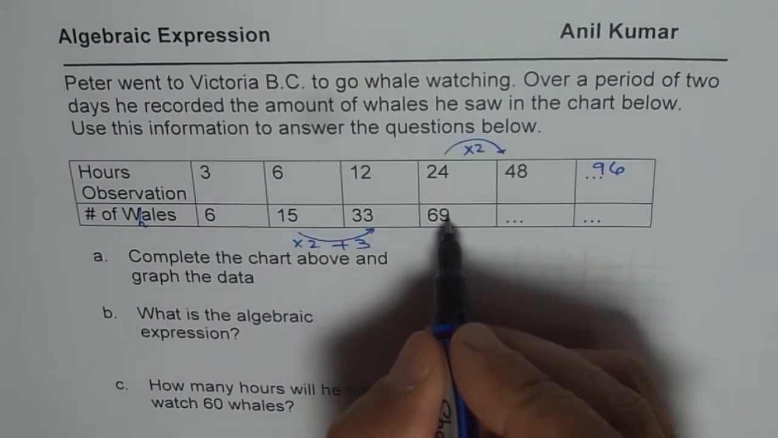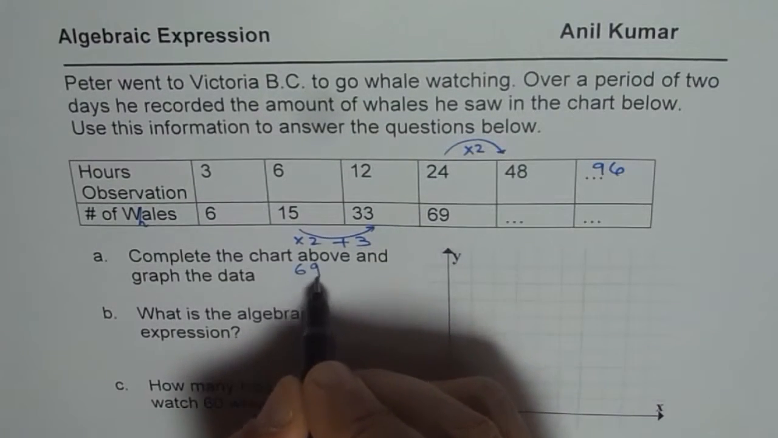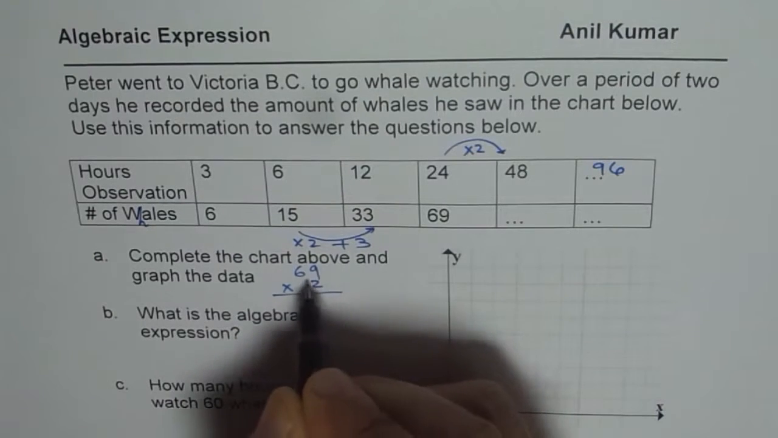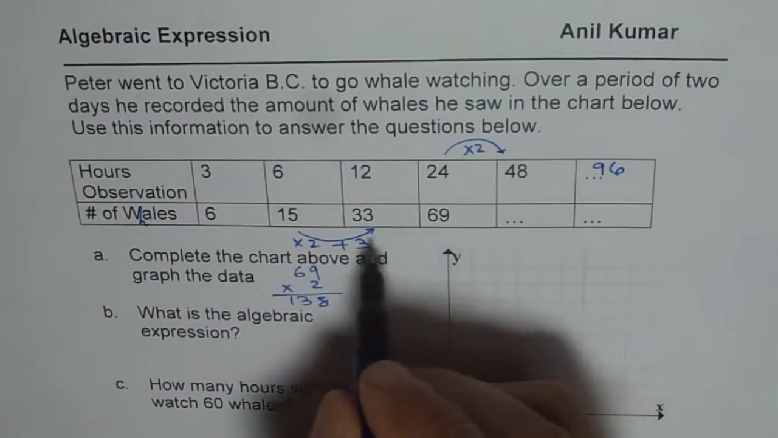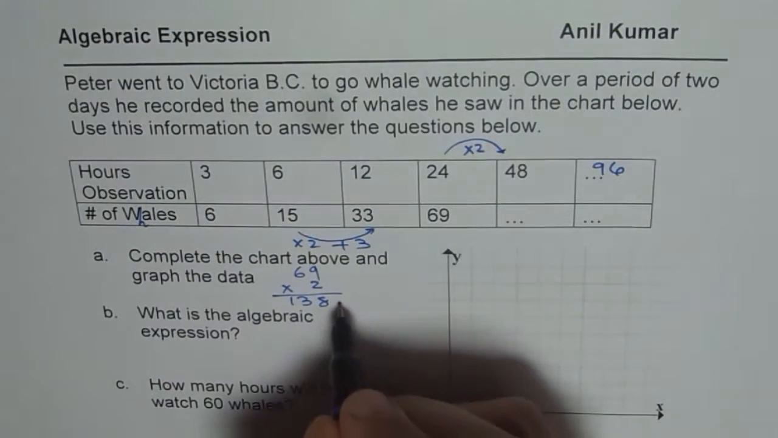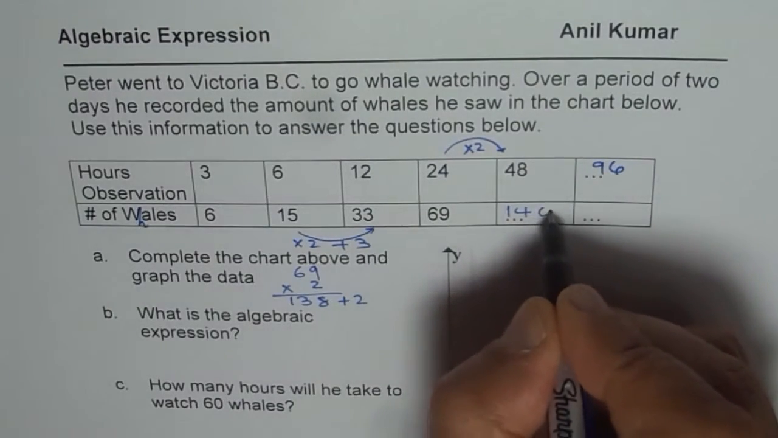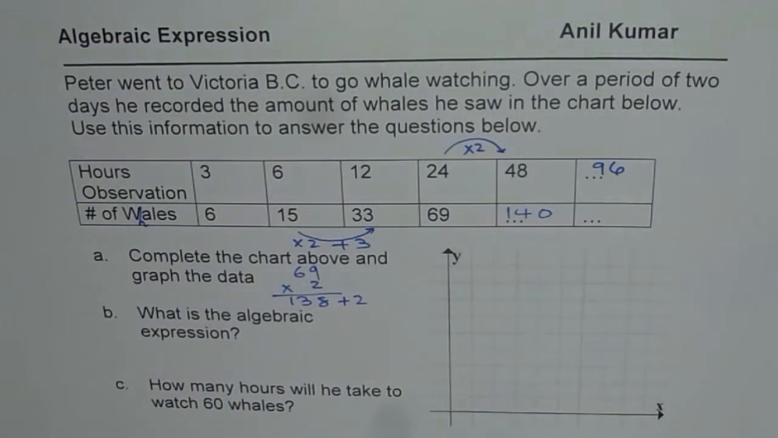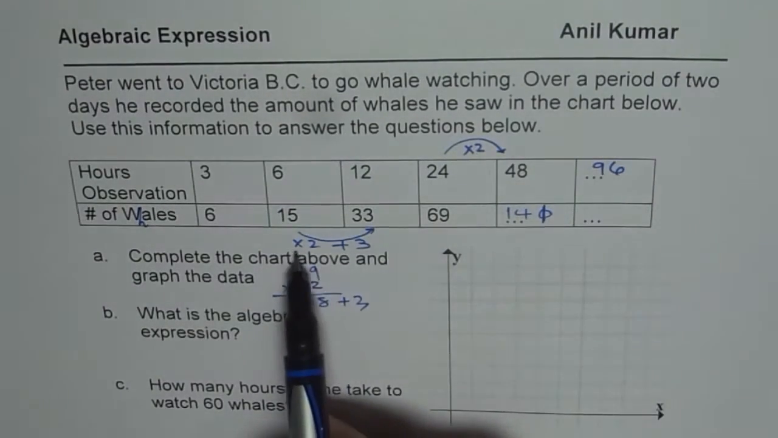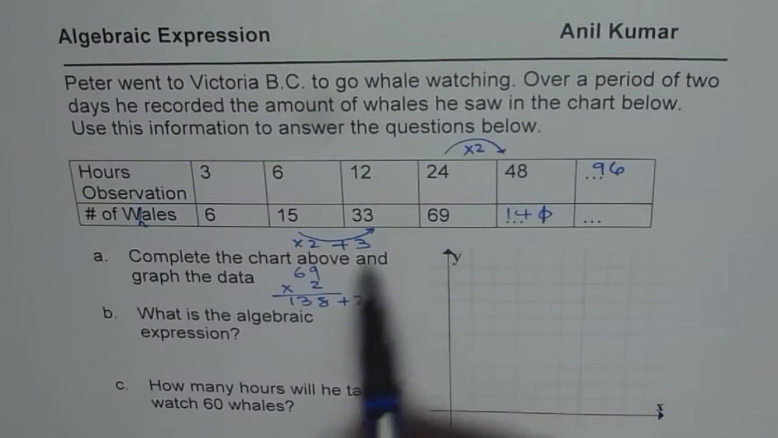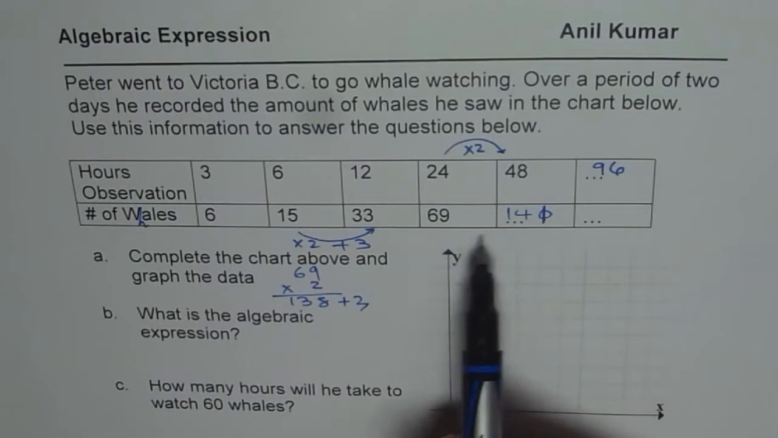So we can actually figure it out. We multiply 69 by 2. So 69 times 2: 70 would be 140, so 2 less is 138, and we add 3 to this. I'm sorry, we have to add 3, so this will be 141, correct? So the pattern is to double the number and add 3, right? So 141 is what we get here.